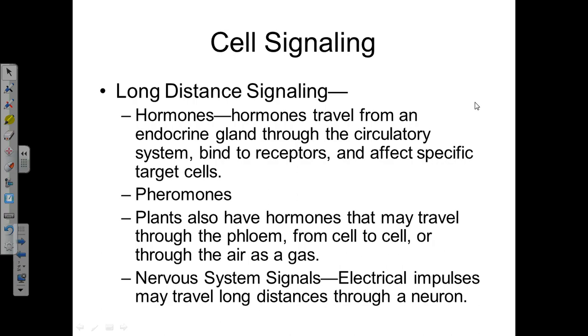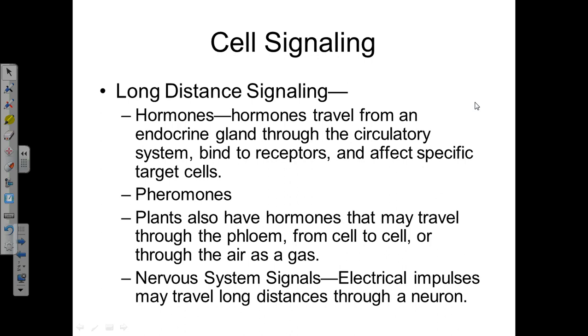All right, so let's go to long distance signaling. And probably the best example of this to think about are hormones. What are the parts of your body called that make hormones? What are the different things in your body as a group called that make hormones? Endocrine, right? Endocrine glands. And the way they travel is through what? Through the blood, right?